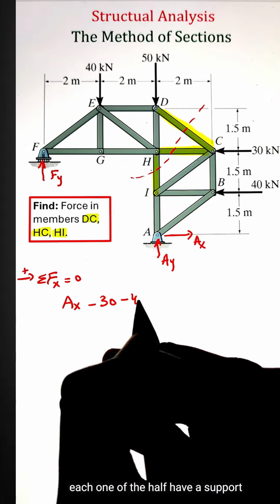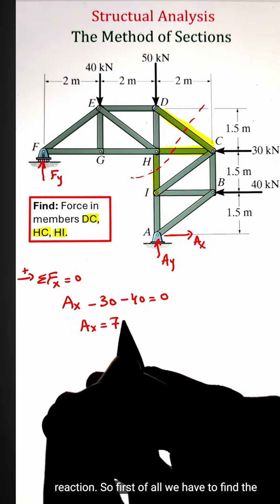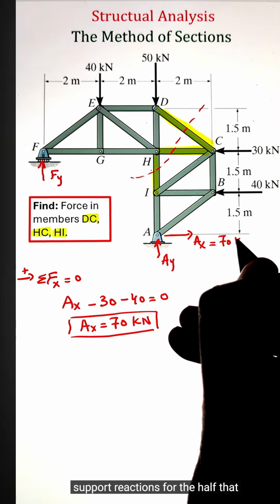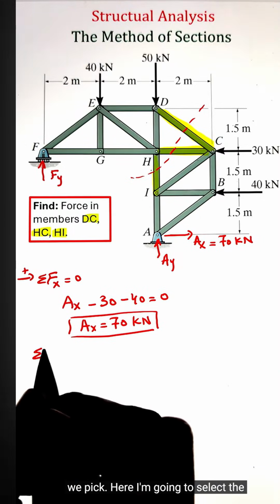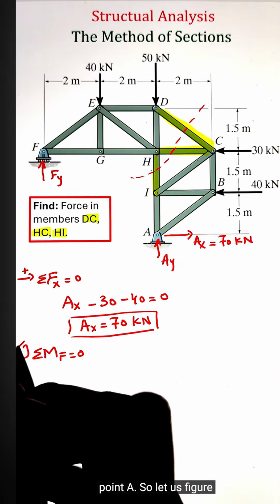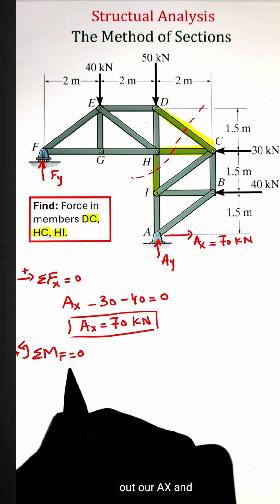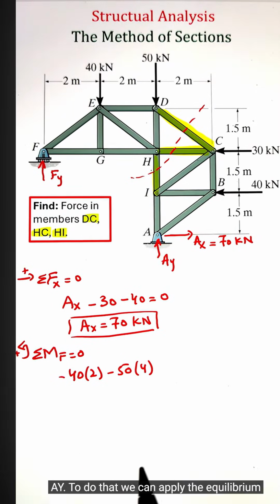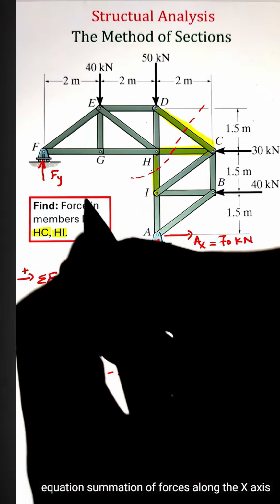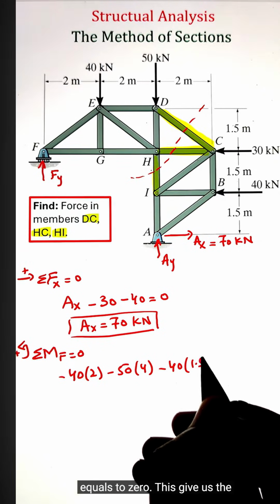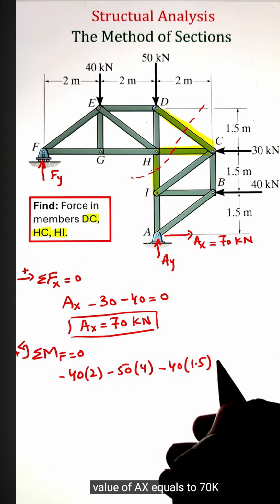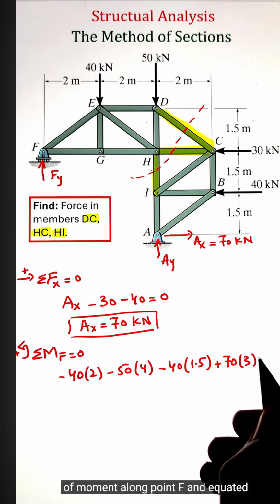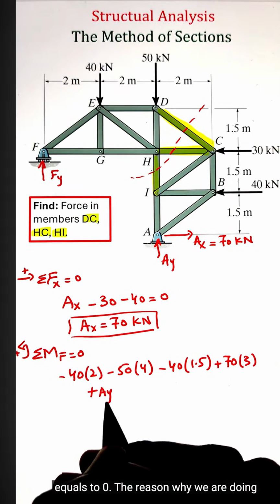In this case, each one of the halves have a support reaction. So first of all, we have to find the support reactions for the half that we pick. Here I'm going to select the half with the support reaction at point A. So let us figure out our Ax and Ay. To do that, we can apply the equilibrium equation. Summation of forces along the x-axis equals to 0. This gives us the value of Ax equals to 70 kilonewton. Next, we can apply the summation of moment along point F and equate it equals to 0.